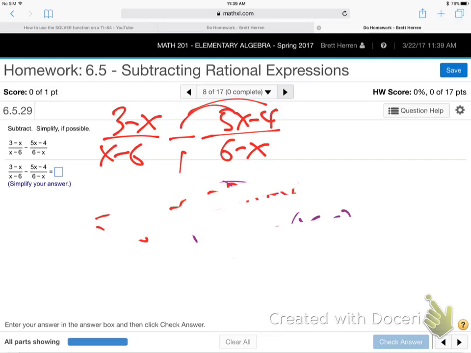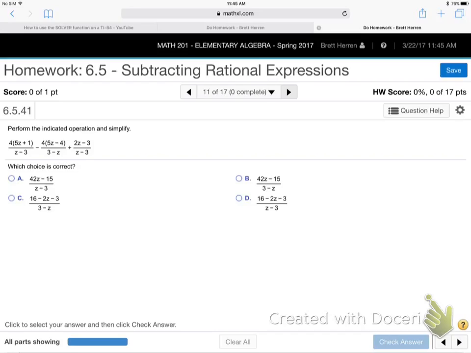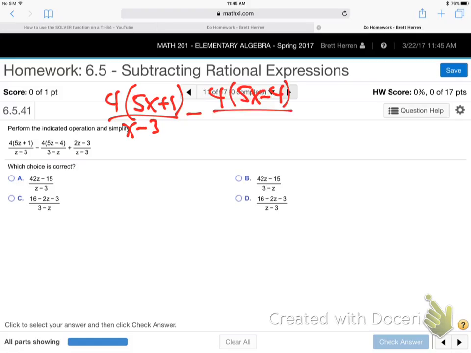Let's try another. It'll make more sense as we see more and more of these. Okay, so I'm going to make it an x here. Parentheses, 5x plus 1, over x minus 3, minus 4, parentheses, 5x minus 4, over 3 minus x, plus 2x minus 3, over x minus 3.